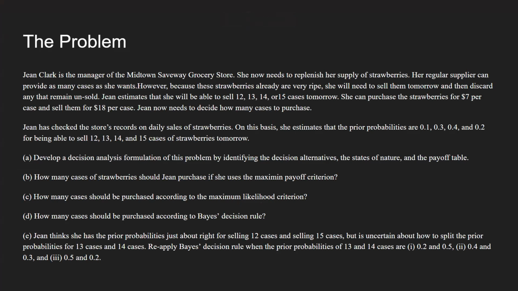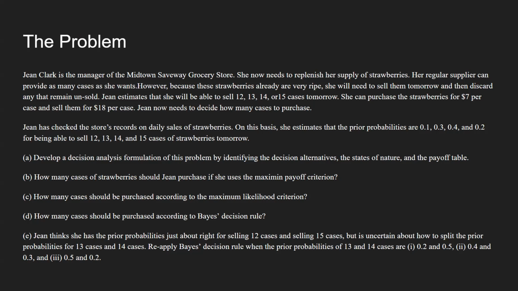Her regular supplier can provide as many cases as she wants. However, because these strawberries already are very ripe, she will need to sell them tomorrow and then discard any that remain unsold. Jean estimates that she will be able to sell 12, 13, 14, or 15 cases tomorrow, and she can purchase the strawberries for $7 per case and sell them for $18 per case. Jean now needs to decide how many cases to purchase.